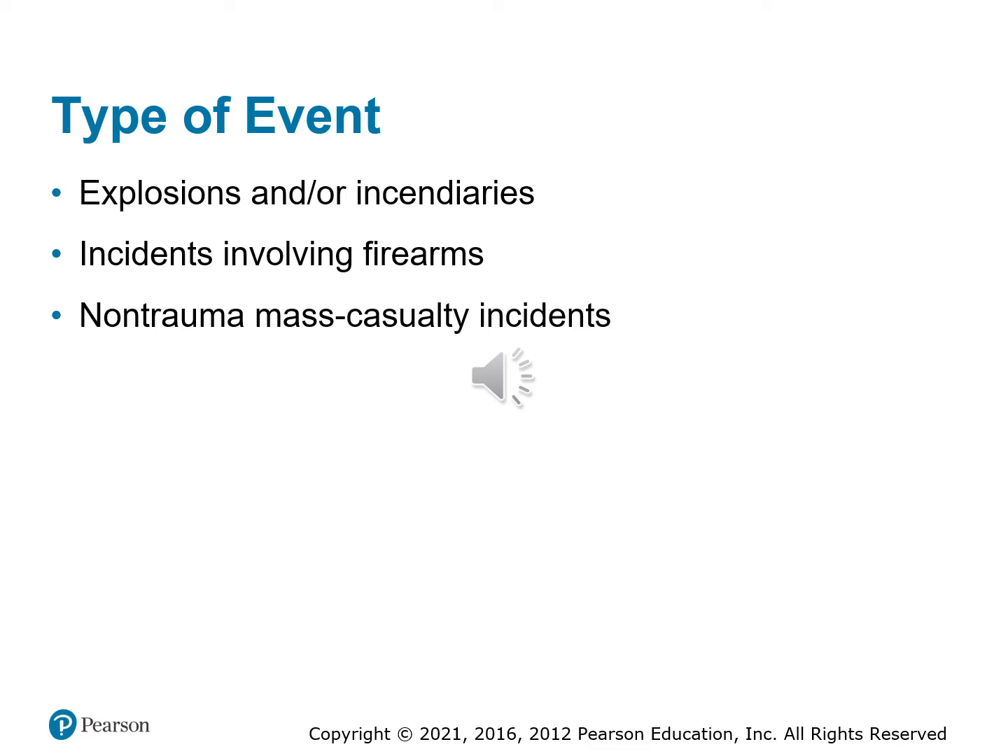And then the more sophisticated ones are going to be the non-trauma mass casualty incidents, because you may not suspect it as a terrorist event when you get there. Because of the nature of what's going on, it doesn't really seem like a terrorist event, but a really sophisticated terrorist can make it look like it's not a terrorist event intentionally. So just keep it in the back of your mind anytime you have a non-trauma mass casualty incident.